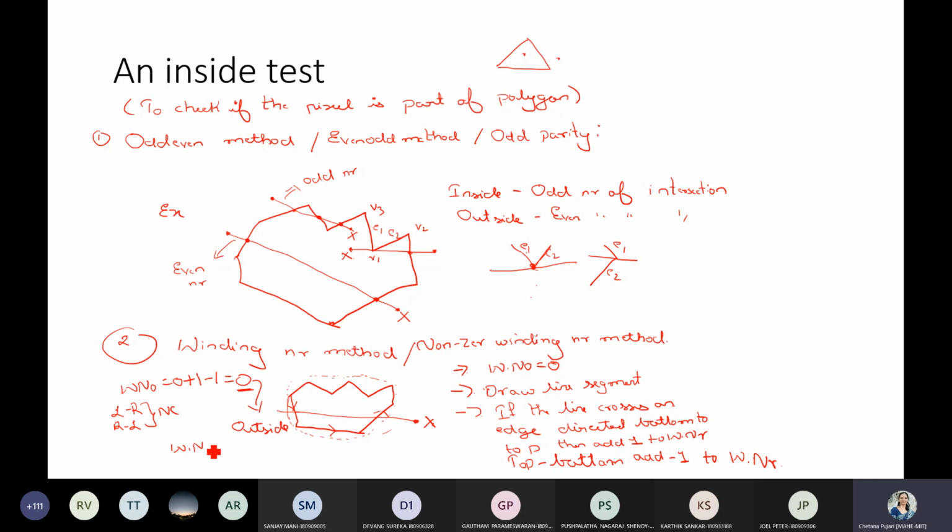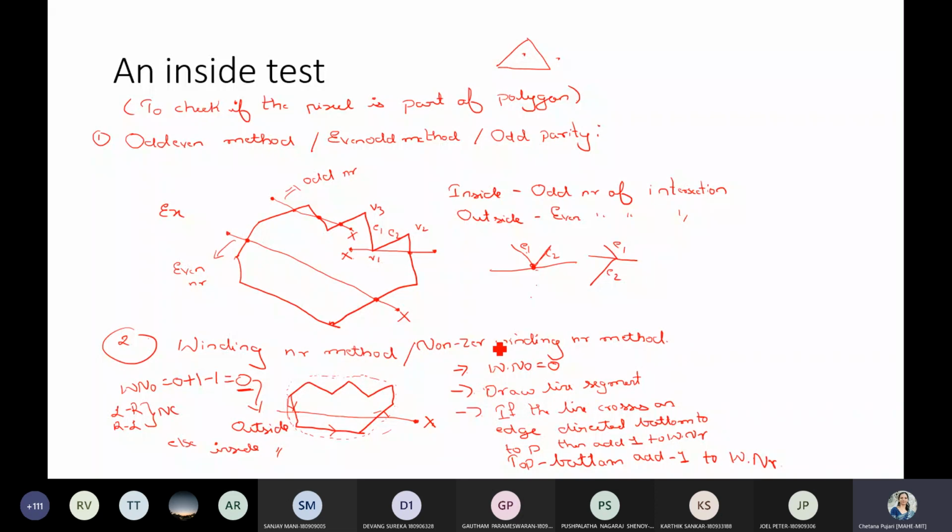Otherwise it is inside. If it is equal to 0, then outside, else inside. Fine, this is the condition. So in the first method, we consider the intersection points between the questioning point and the known point, which is outside. You draw a line segment and check the number of intersection points. If the number of intersection points is odd, your questioning point is inside the polygon. If it is even, it is outside the polygon.